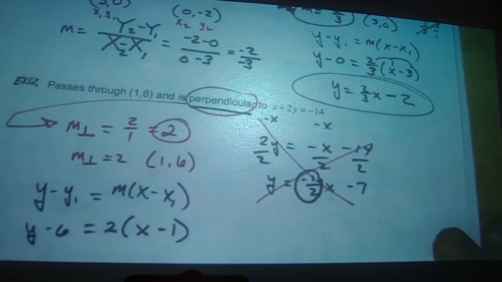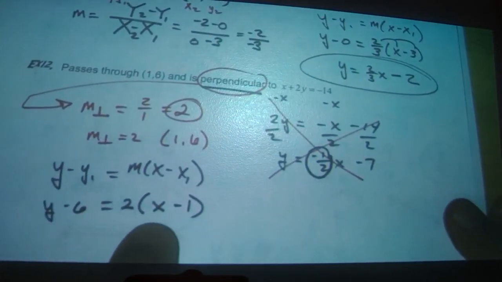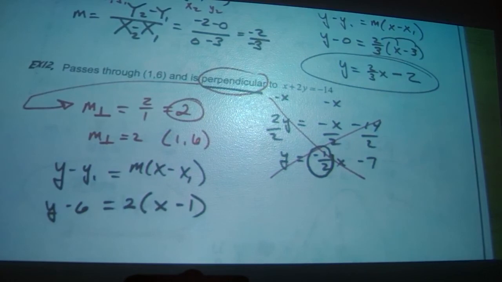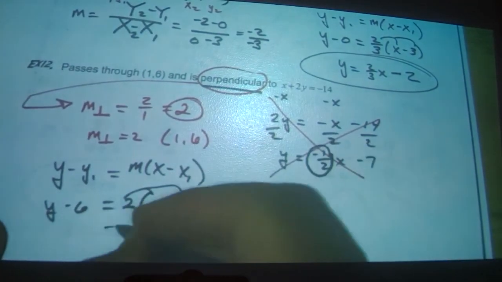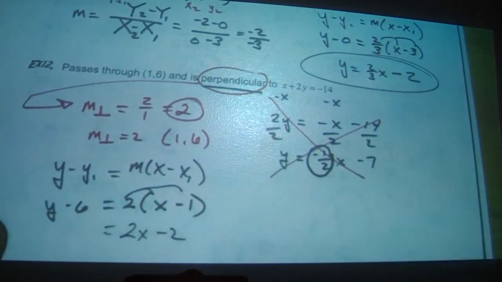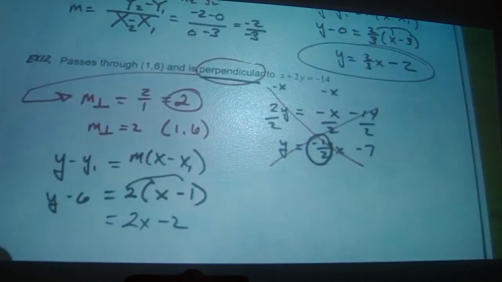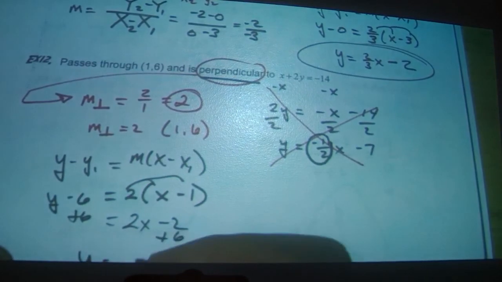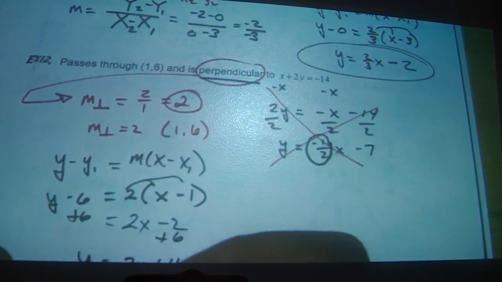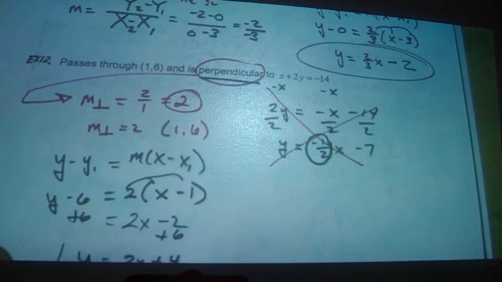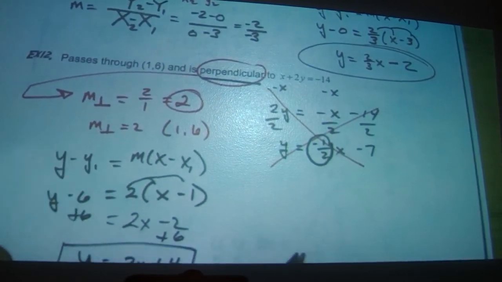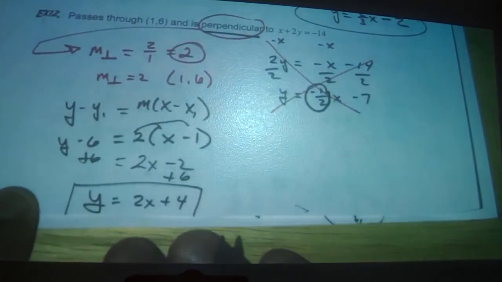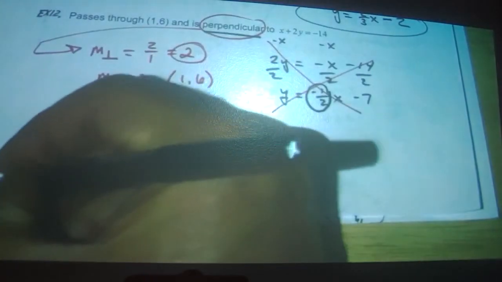So I've got y minus 6 equals 2 times x minus 1. Nice thing about point slope, once you have it set up, it's so easy to use. You distribute. You get 2x minus 2. And then we add or subtract over. Final answer, we get y equals 2x plus 4. So negative 2 plus 6 is 4. Okay. This is again in slope-intercept form.